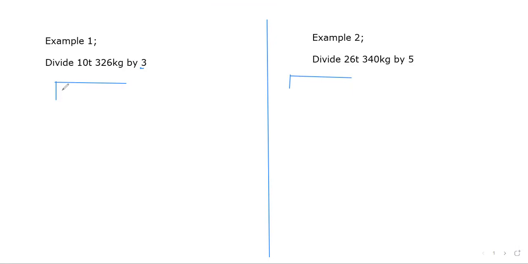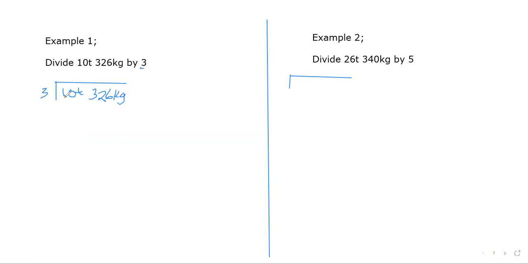We're going to be dividing the terms as they are separately, where we're going to write here 10 tons. Sorry, let me erase this. We're going to write 10 tons. Then we're going to write 326 kg. Then here we have 3, which is the divisor.